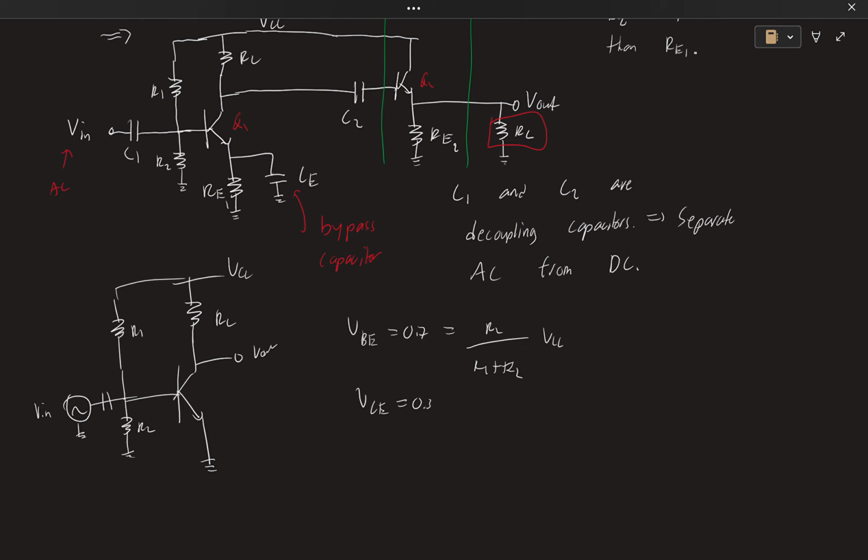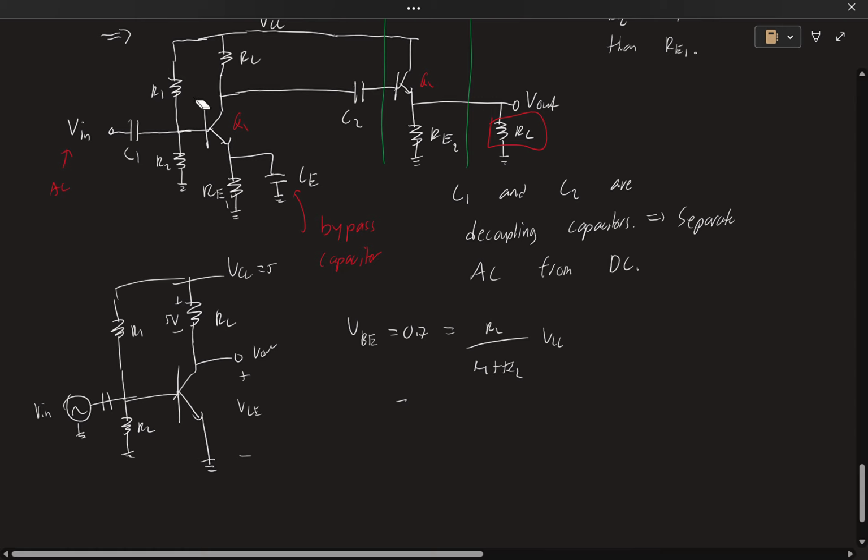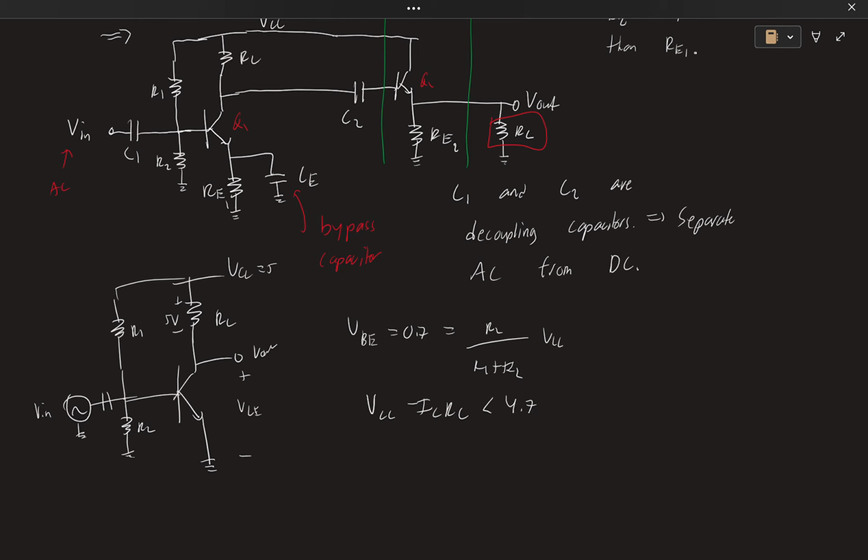What this does is place a limit on how much current we can have here. If this current is very large, let's say we have a 5-volt drop across this resistor, and VCC is 5, then VCC minus 5 means our collector is going to be at 0. If the collector is at 0, then VCE is now going to be 0, which is below 0.3. So what's happening here is that VCC minus IC RC has to be less than 4.7, right?